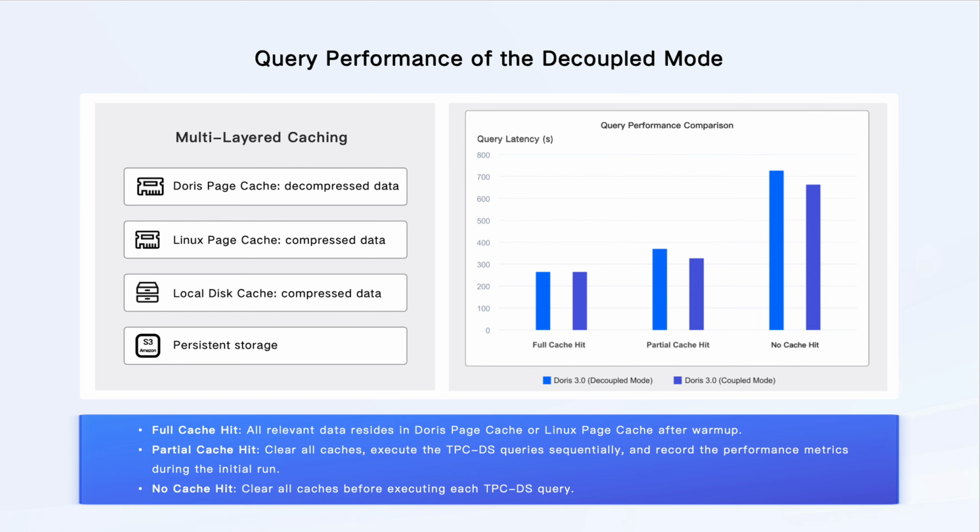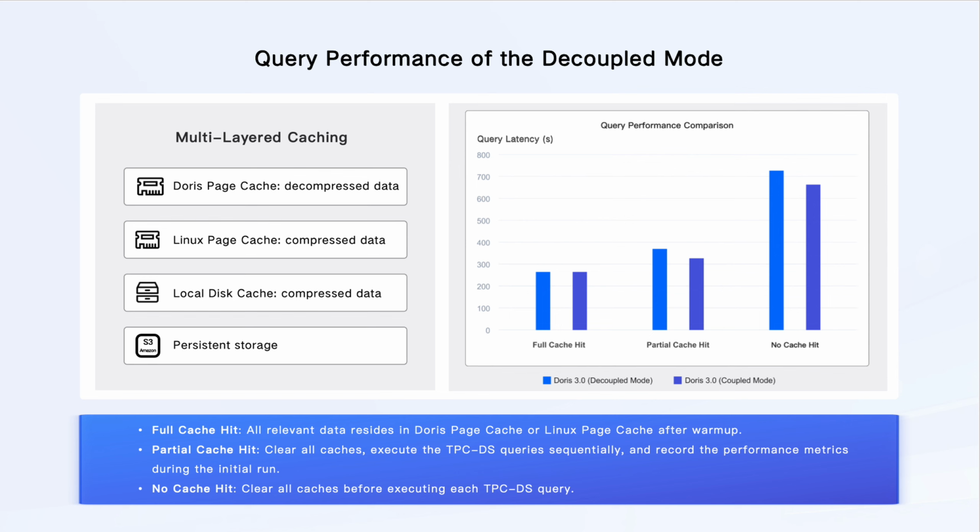The second layer is the Linux page cache. It holds compressed data. Now, the third layer depends on the architecture. In the coupled mode, it's the local disk storage. In the decoupled mode, it's cached data on local disks, but still compressed. And then we have the fourth layer, which is unique to the decoupled mode. It is persistent storage, where data is stored long-term in object storage or HDFS.